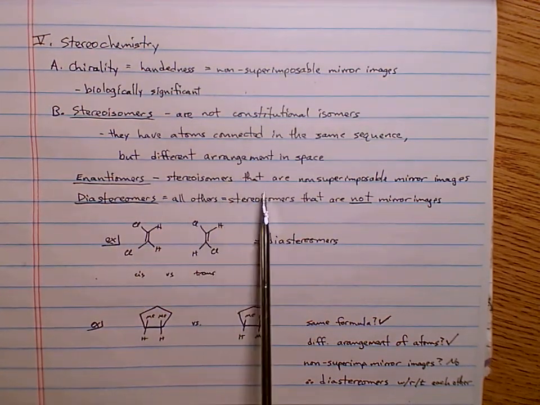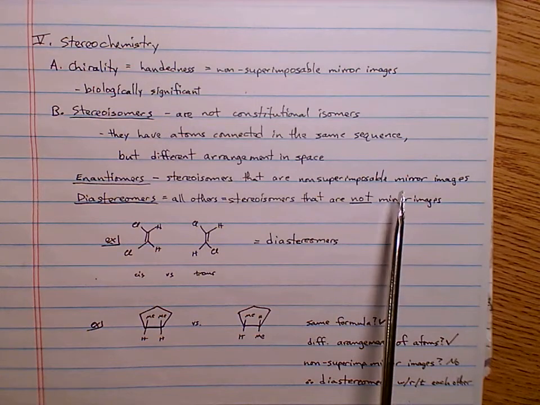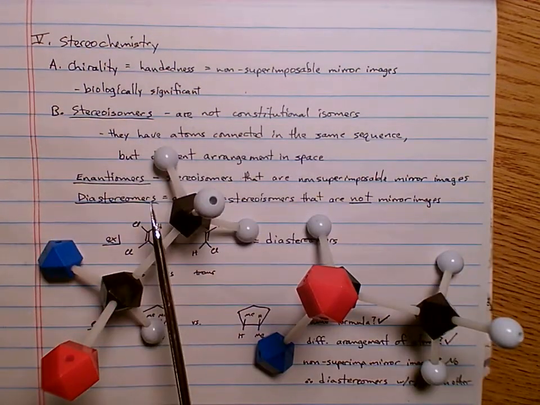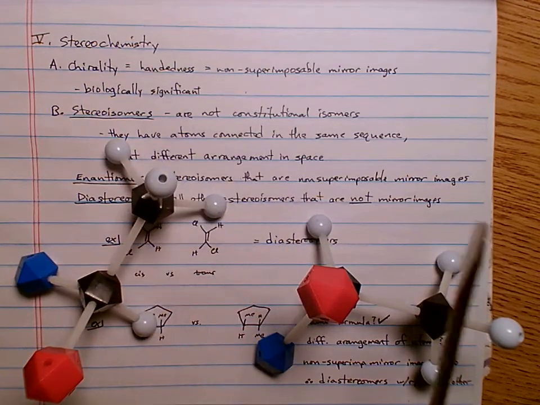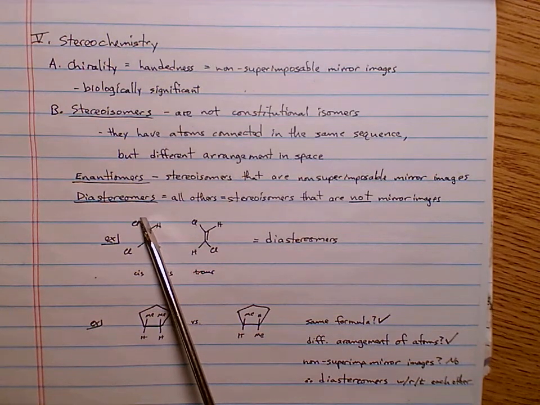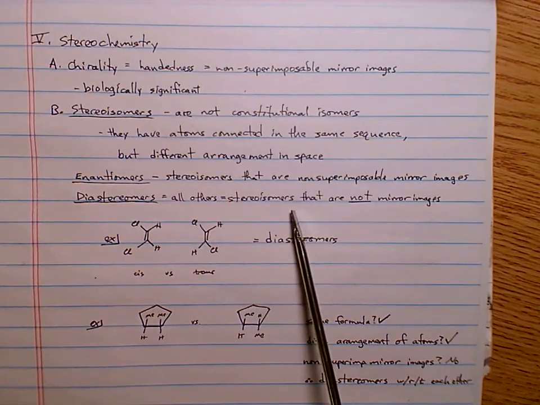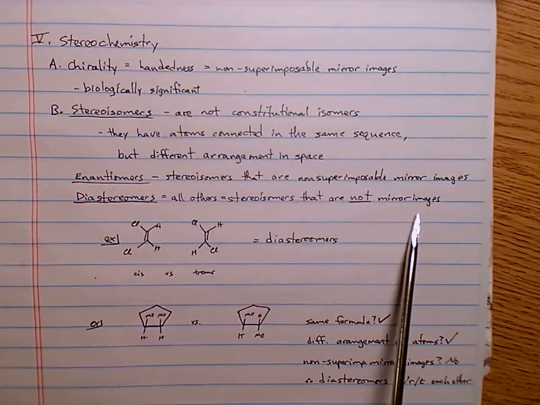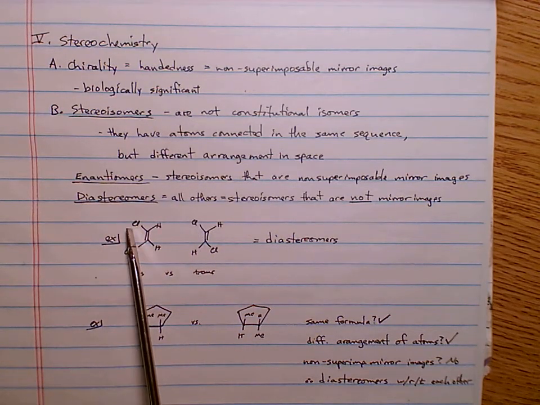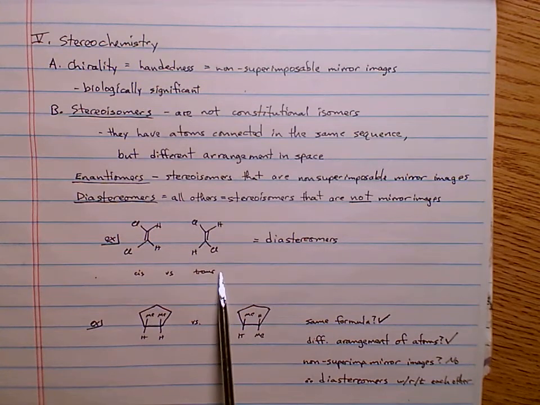Enantiomers are stereoisomers that are non-superimposable mirror images. So this guy is the mirror image of this guy. They're not superimposable. These two are enantiomers. Diastereomers are all other stereoisomers that are not mirror images of each other. So the prime example of diastereomers are cis and trans isomers.